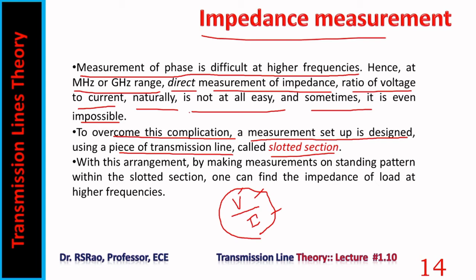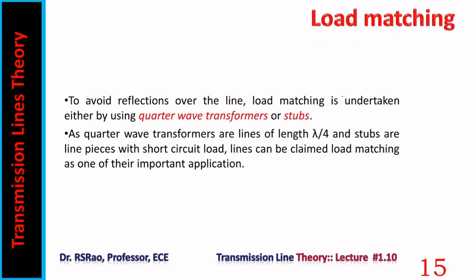Anyway, impedance measurement at the gigahertz range or at the higher end of the megahertz range is done with the help of a slotted section. What is a slotted section? It is a transmission line. So we are describing various secondary applications of lines.